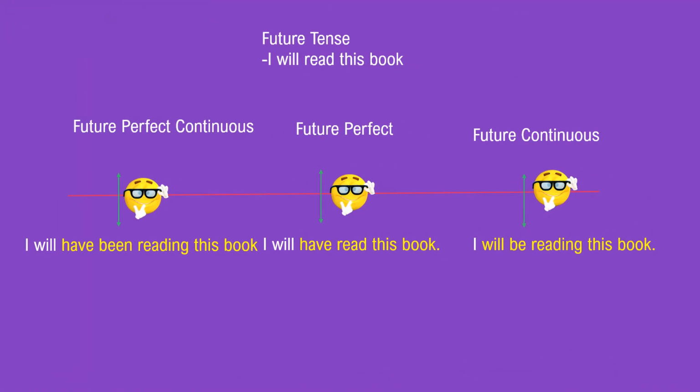Future tense. Example, I will read this book. To be written in future perfect continuous, I will have been reading this book. Future perfect, I will have read this book. Future continuous, I will be reading this book.